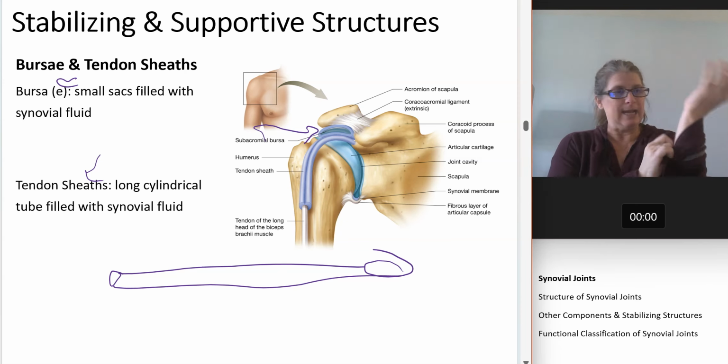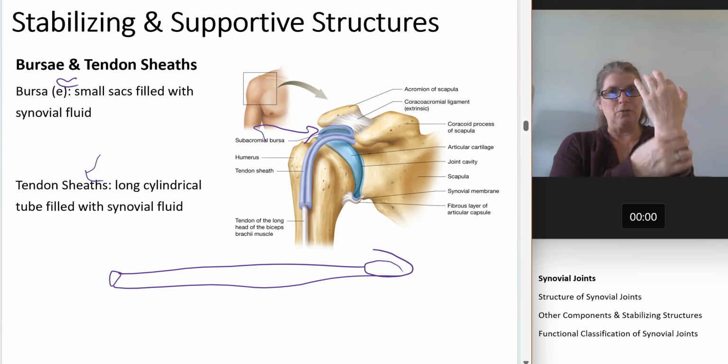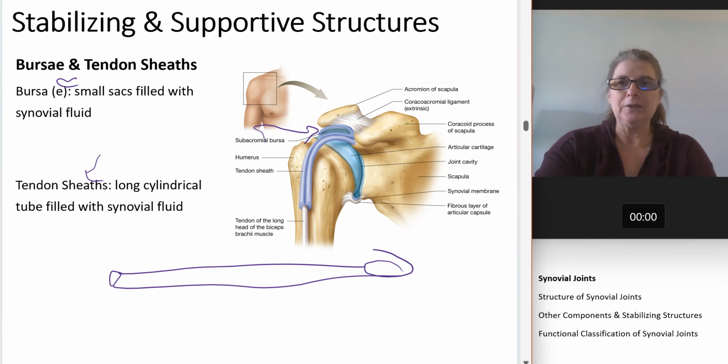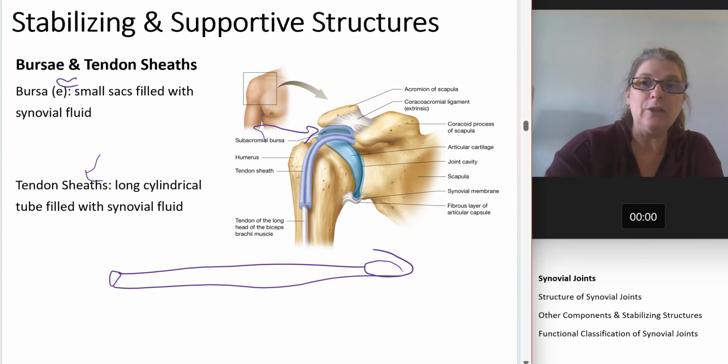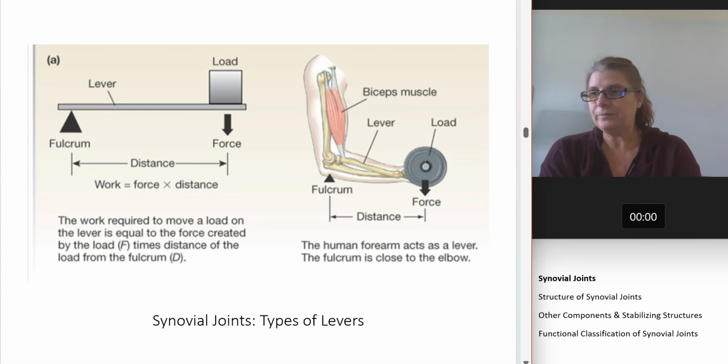And if you look at your hands, you have a lot of them coming through your wrist up to your fingers and also in your feet. So they're found with the smaller muscles and smaller tendons, especially in your wrist and feet.